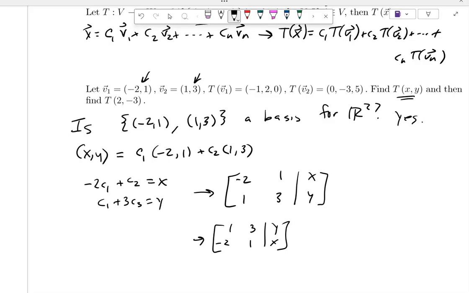All right. What do I need to do next if I row reduce? What do I want to do next? 2 times row 1 and add. Good. 2 times row 1 and add down. That'll give me a 0 there. 2 times 3 is 6 plus 1 gives me 7. 2 times y plus x will give me an x plus 2y, right?